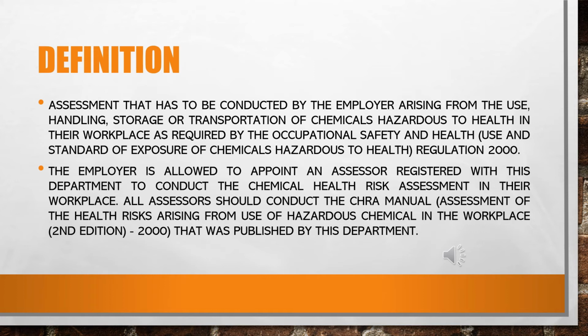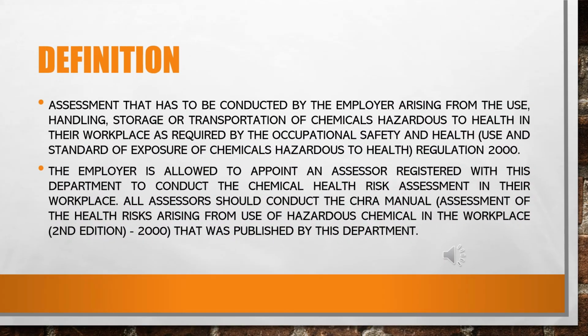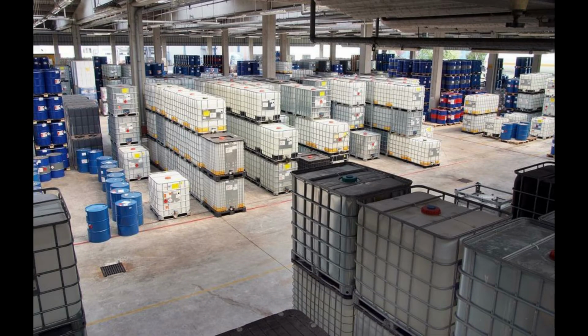Health risk assessment is an assessment that has to be conducted by the employer arising from the use, handling, storage, or transportation of chemicals hazardous to health in their workplace, as required by the Occupational Safety and Health Use and Standard of Exposure of Chemicals Hazardous to Health Regulation 2000. The employer is allowed to appoint an assessor registered with this department to conduct the chemical health risk assessment in their workplace. All the assessors should follow the CHRA manual that was published by this department.